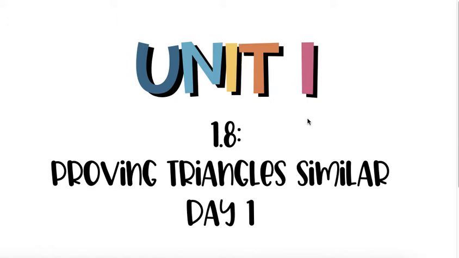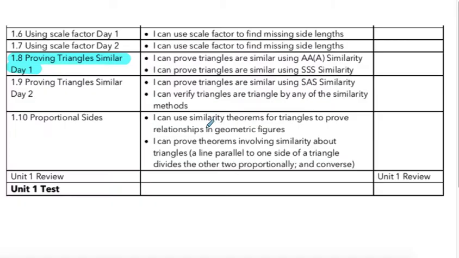Okay, so this is Unit 1, 1.8, and we're going to look now at proving triangles similar, and we're going to do 2 days on this, and then we'll finish up the unit. So when we look at how we're going through our unit here, we've done 2 days using scale factors. So this is really where we were applying the idea of we know we have similar figures, so how can we use it? We can use that to find missing sides, we can use that to set up proportions and solve, and things like that.